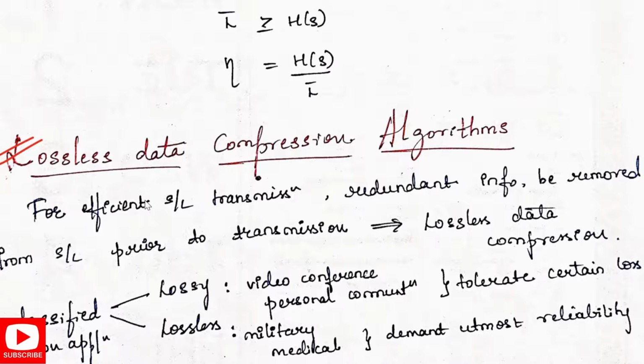For efficient signal transmission, the redundant information must be removed from the signal prior to the transmission. That is itself called lossless data compression. It is classified based on its application as lossy as well as lossless. Lossy means you can observe it in video conferences or personal communication, where we can tolerate certain loss of information. But in the military or the medical field, we cannot compromise on loss. We demand utmost reliability in the transmission.